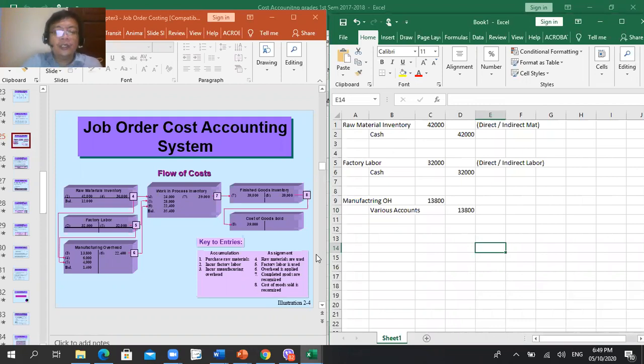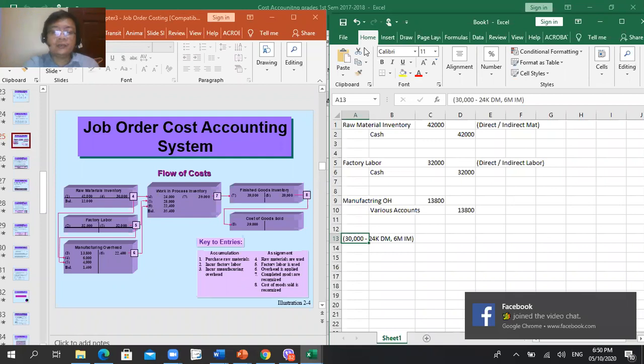Next. Number 4. What if, in terms of 42,000, you will now use it for production? What is the entry for number 4? Out of 30,000 as materials to be used, 24,000 is your direct materials, and then 6,000 naman is your indirect materials. Ito ay direct materials, ito ay indirect materials. Alright. What is the entry for this?